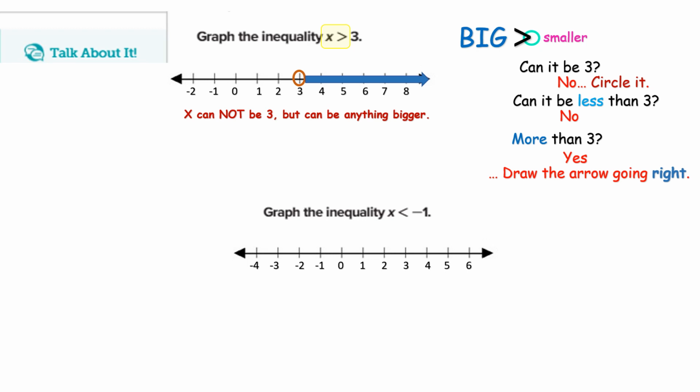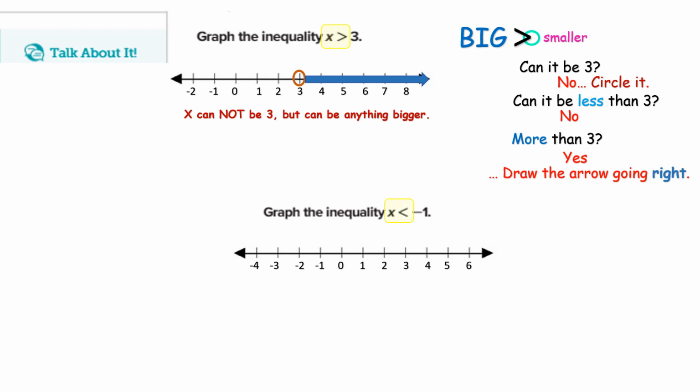So let's look at this setup. This is saying to graph the inequality, and the way I read this is x is less than -1. How do I know it says that? Well, if the variable is being pointed to, then that means it's the smallest one. So x is less than -1.